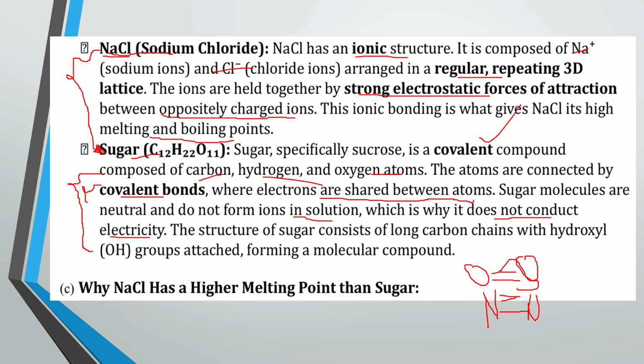What you have to do is start by identifying the structure that particular compound has, then proceed with the features or characteristics that can be exhibited by that specific compound. So part C, let's look at the reason why sodium chloride has a higher melting point than sugar.